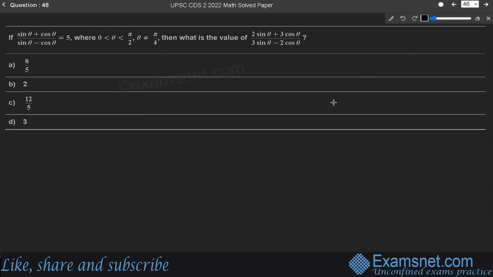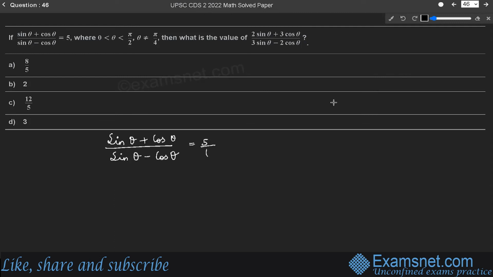Next question is, if sin theta plus cos theta upon sin theta minus cos theta is equal to 5, where theta lies between 0 and pi by 2 and theta is not equal to pi by 4, then what is the value of 2 sin theta plus 3 cos theta upon 3 sin theta minus 2 cos theta? This question also involves a very short trick. Let the denominator be 1.